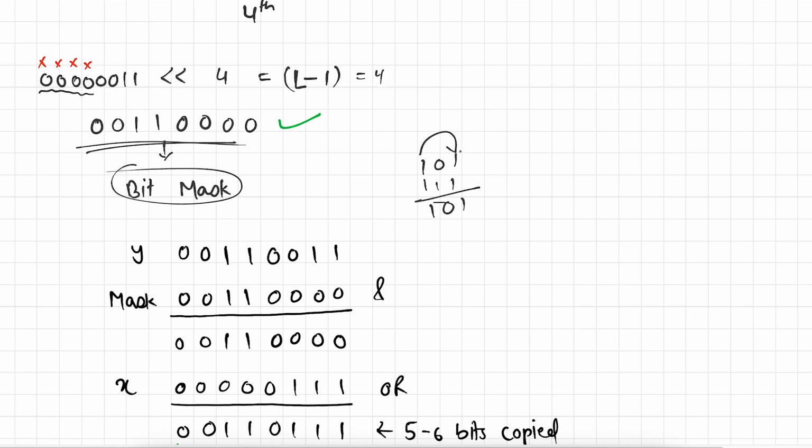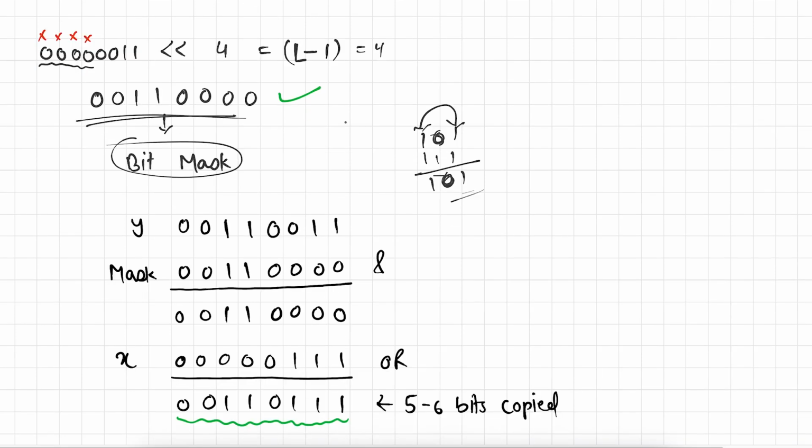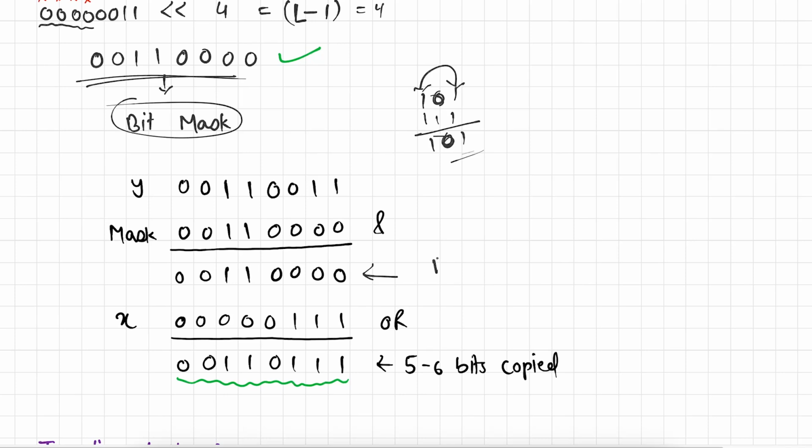Because we only need these 2 set bits. We do not want to consider this bit. This is 0, so we need 0 also here. So that is why we are performing bitwise AND with y. And after performing bitwise AND with y, we get our final mask.